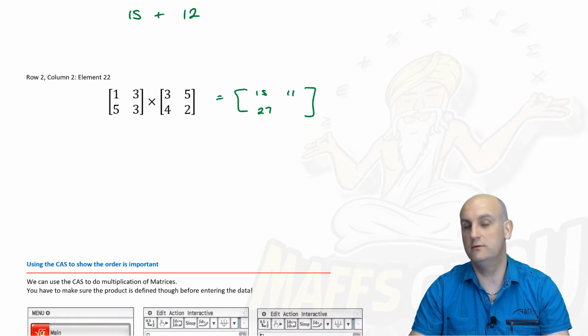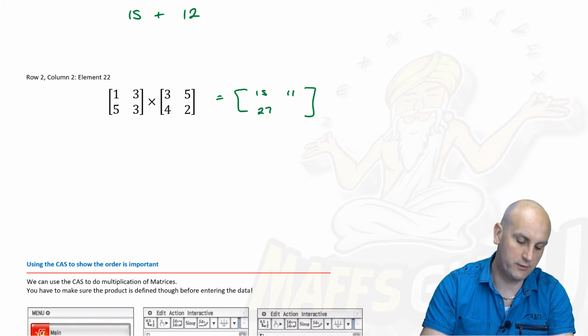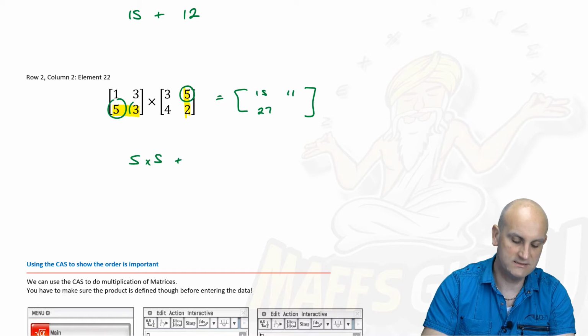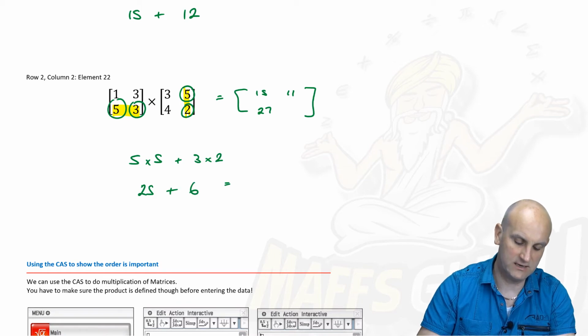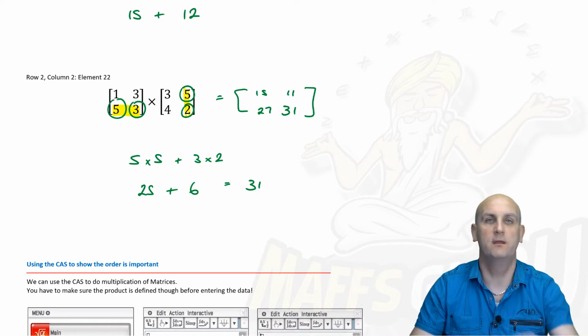One more number to go. How do we do this? Well, we want row 2 and column 2. And so row 2 and column 2. Let's multiply those together. First times first. So 5 times 5 plus the second times the second. 3 times 2, which is 25, plus 6, which gives me the staggering value of 31. And there we go. 15, 11, 27, and 31.